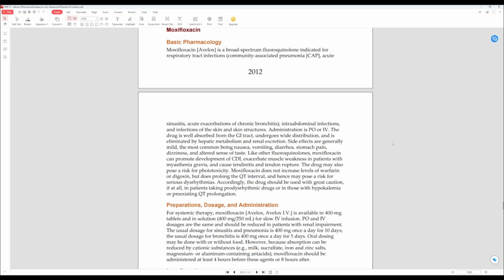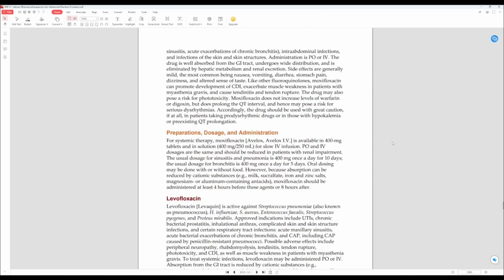Moxifloxacin does not increase levels of coumadin or digoxin, but it does, however, prolong the QT interval and therefore may pose its own risk for causing a different type of dysrhythmia. Accordingly, the drug should be used with great caution, if at all, in patients who are taking a pro-dysrhythmic drug or in those who have hypokalemia or a pre-existing QT prolongation.